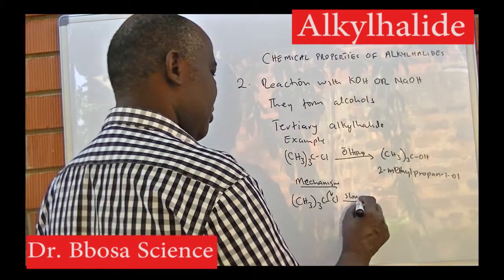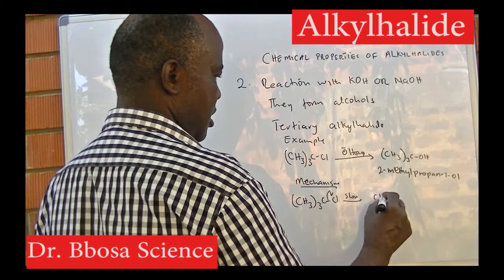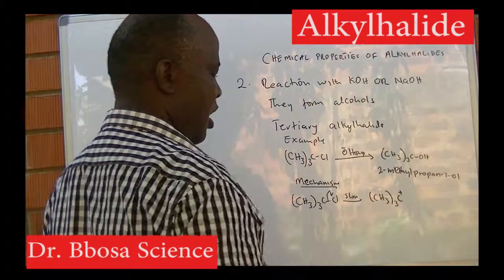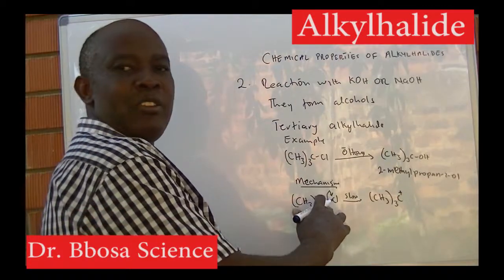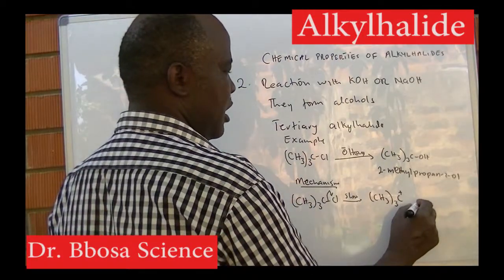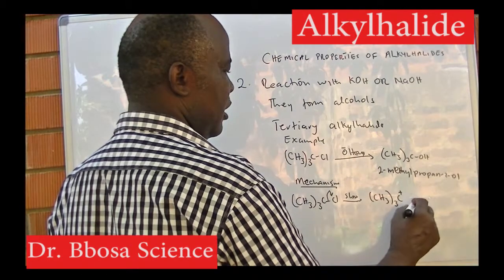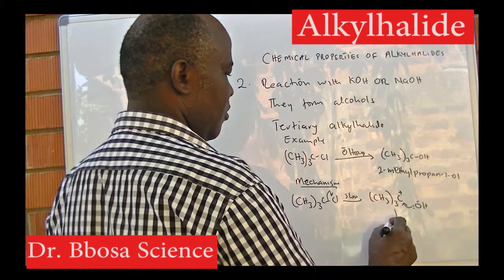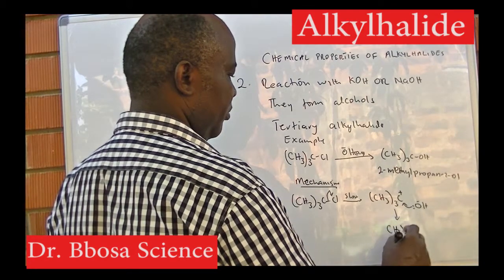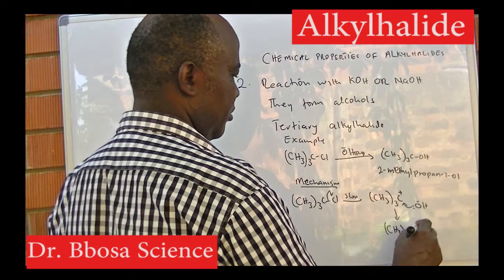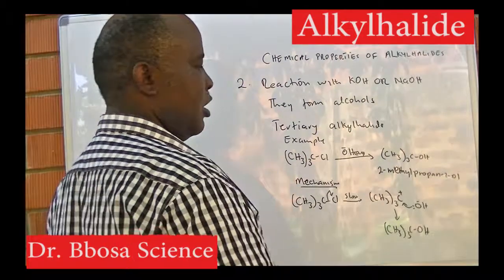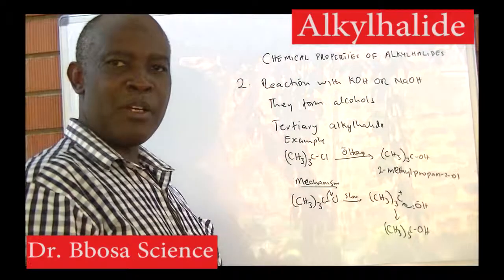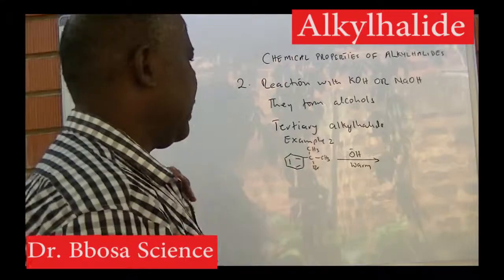In the slow step, a positive charge develops on the carbon atom that has lost a chlorine atom. Then the OH ion uses a pair of electrons to react with the positive charge to form 2-methylpropan-2-ol.